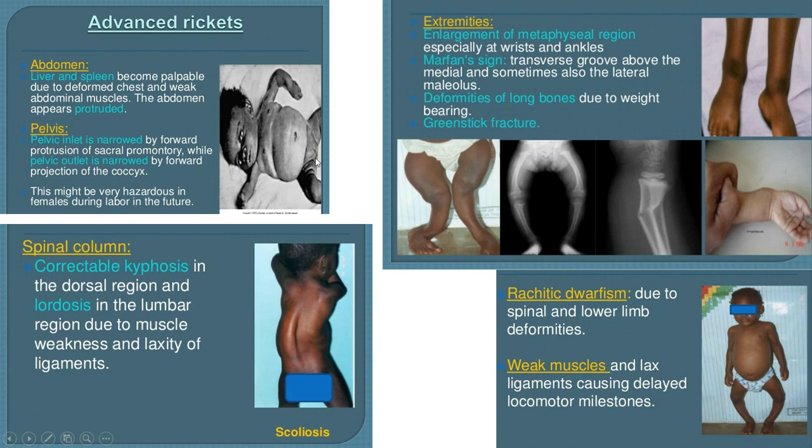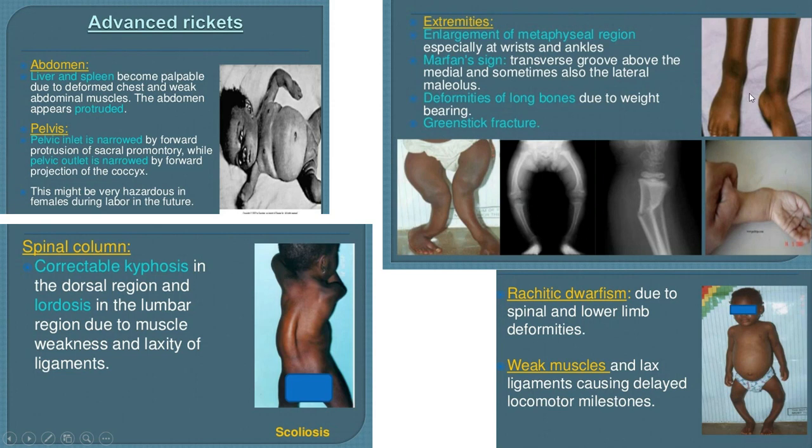And regarding the extremity, as the child tries to avoid bearing weight, there will be softening of the bone, and due to softening of the bone, there will be bowing of the long bones, as well as genu valgum or genu varum deformity.